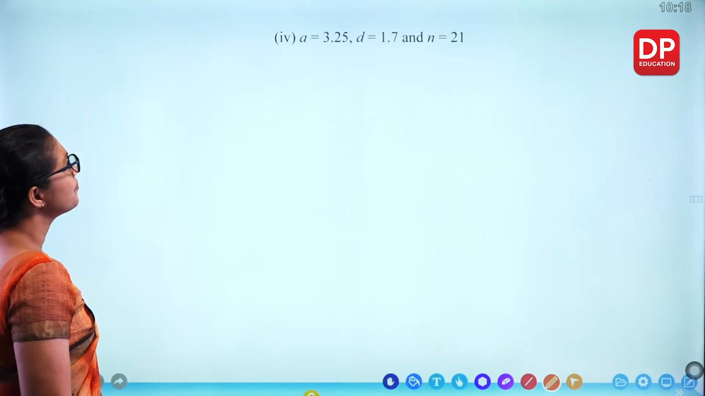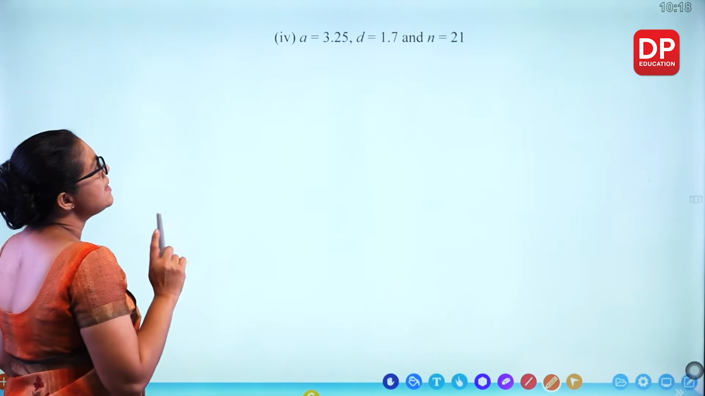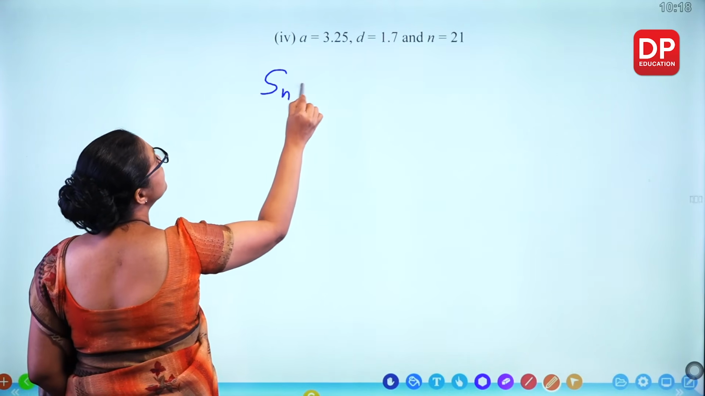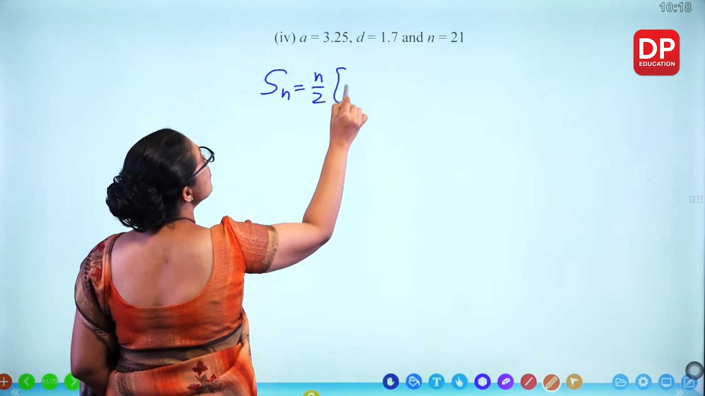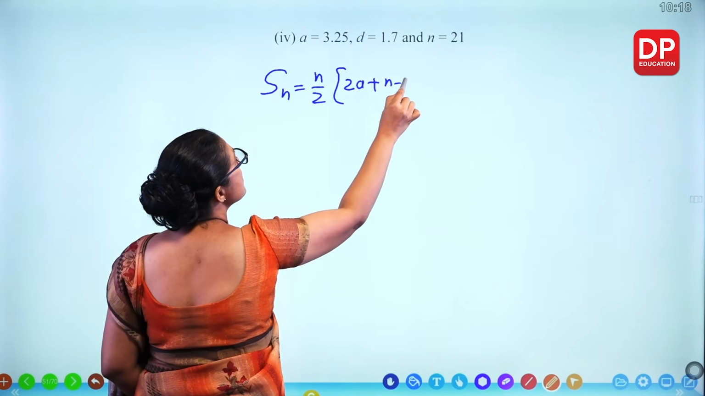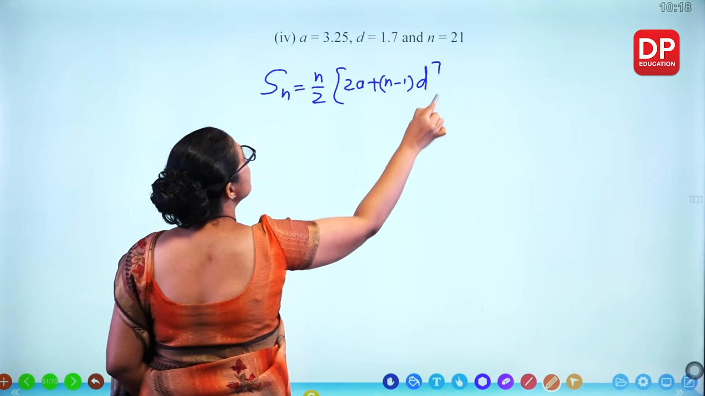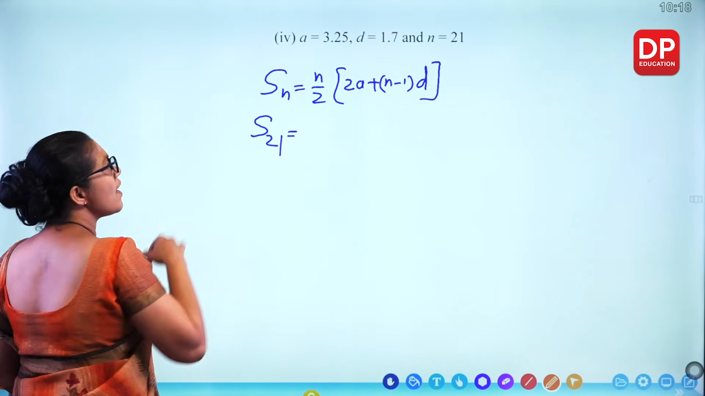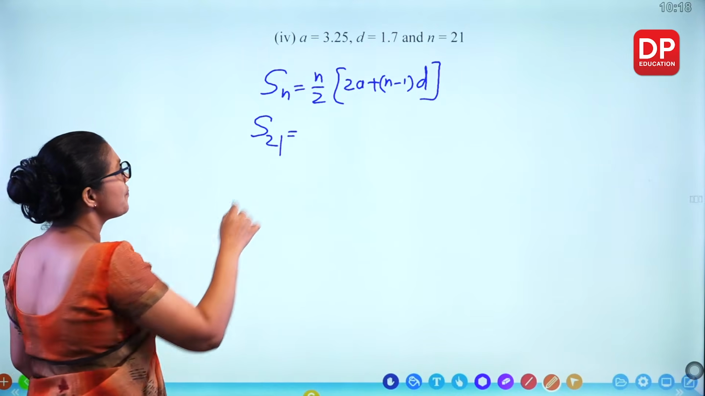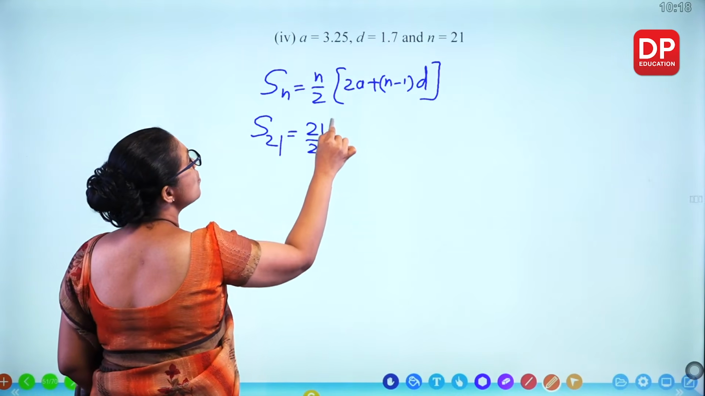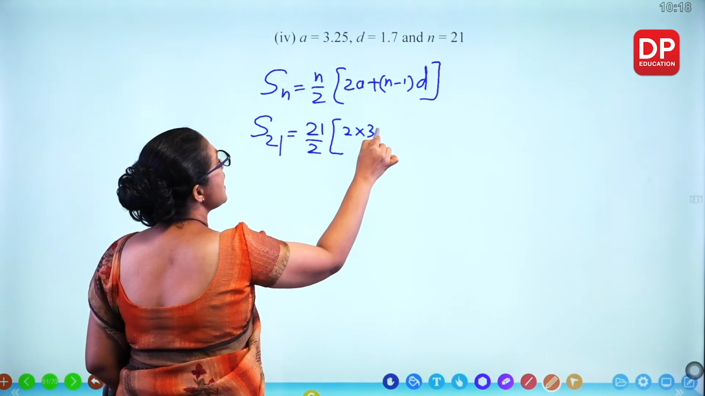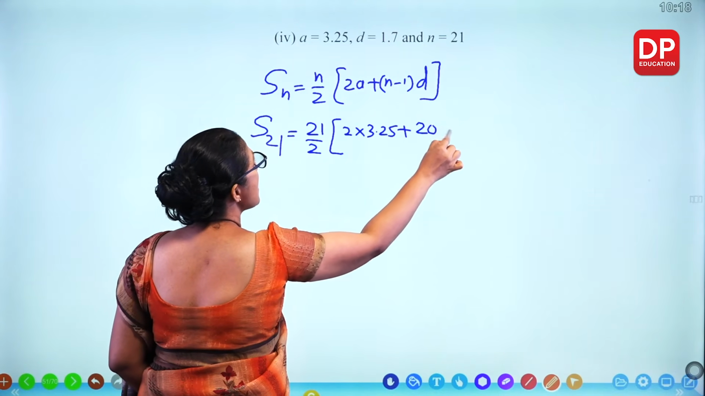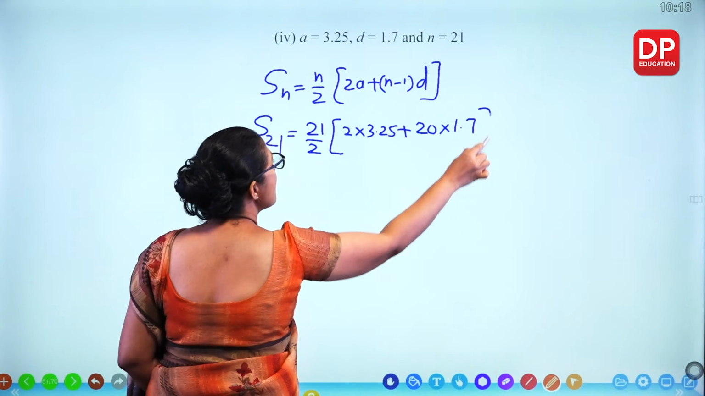Next one. A, D, N given. So we'll use the same formula as earlier: n over 2, 2a plus n minus 1 times d. N is 21, so S21 we need to find. 21 over 2, 2 times a, n minus 1 is 20, times d is 1.7.